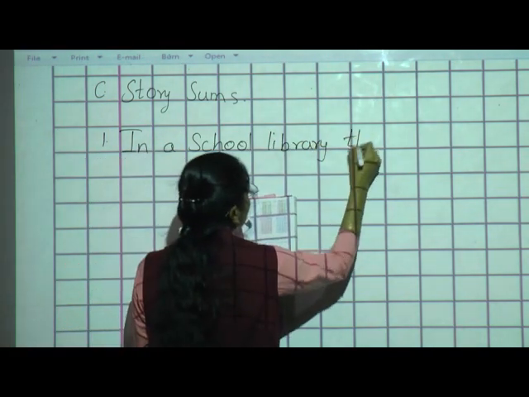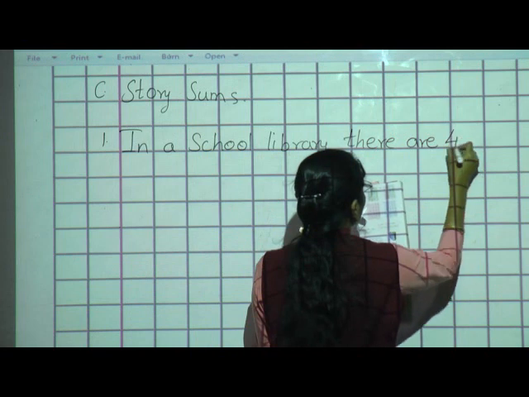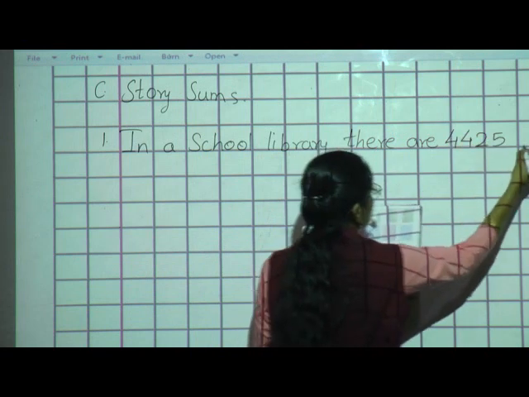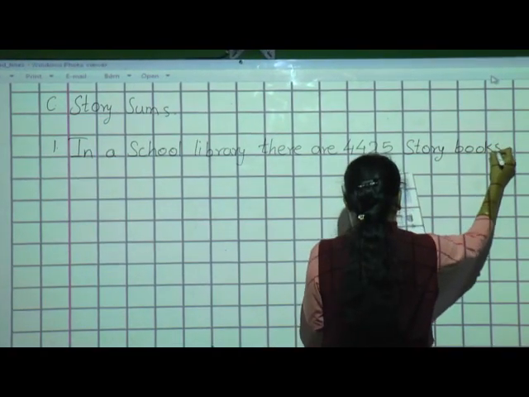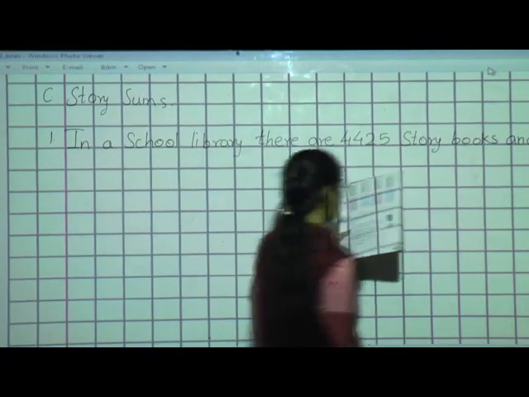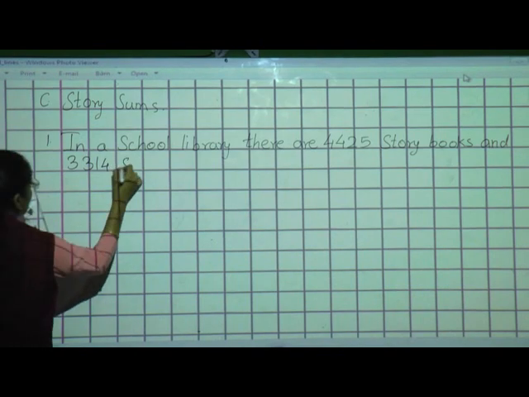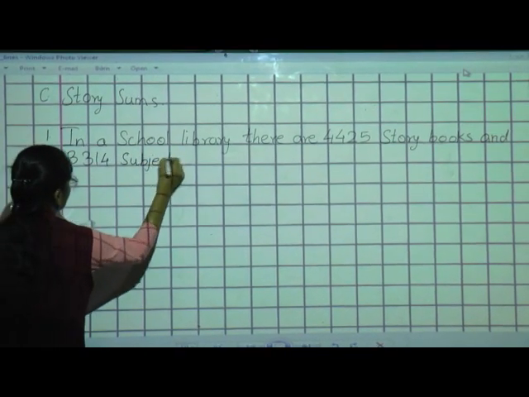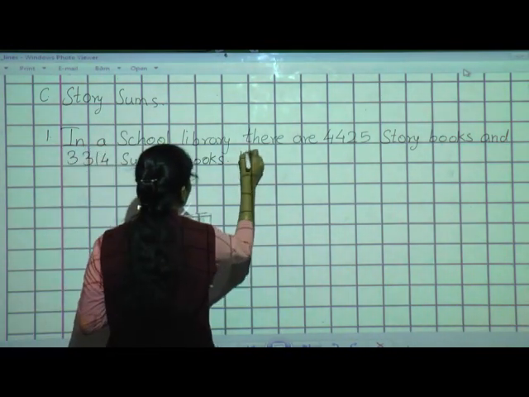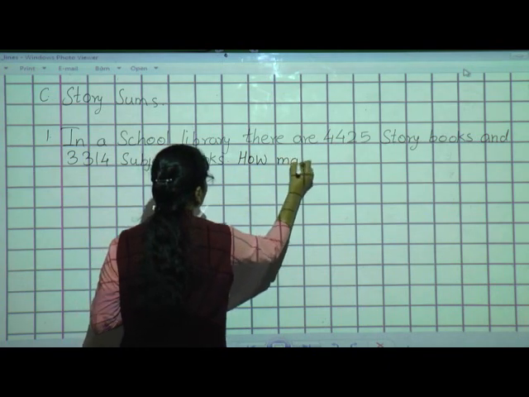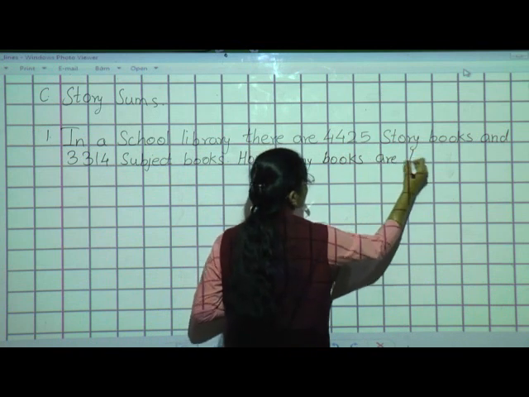there are 4,425 storybooks. And 3,314 subject books are there. Read the question carefully. How many books are there? How many books are there in the library?